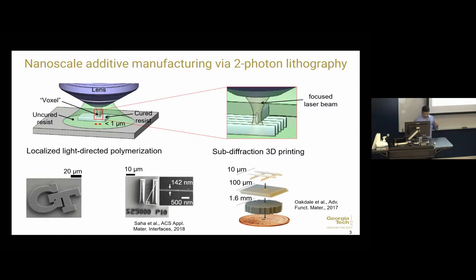And these are some interesting structures, the GT logo. This is something we printed here using Georgia Tech's Nanoscribe system. The other two images are from Lawrence Livermore showing a resolution of less than 150 nanometers, and you can actually print millimeter scale structures with this resolution.